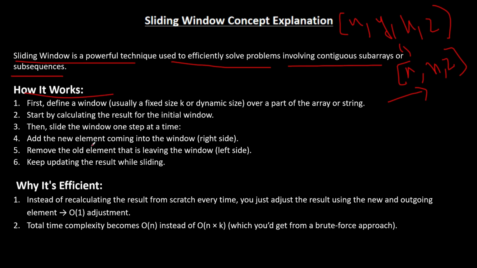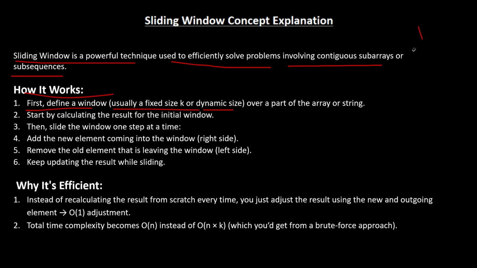Now, how does it work? First, we define a window, usually of fixed size k or dynamic size. The window could be of dynamic size, or it could be of fixed size. That could be derived from the question itself, what the question is asking, over a part of the array or string. Now, we start by calculating the result for the initial window.